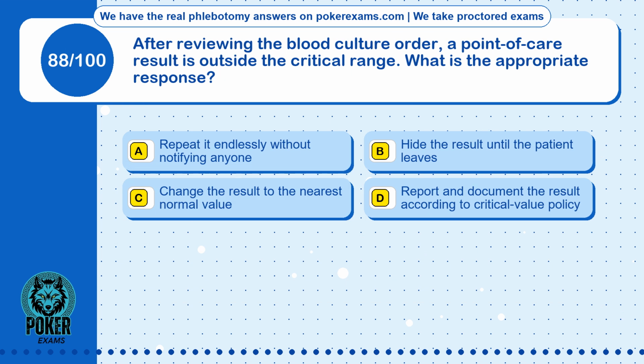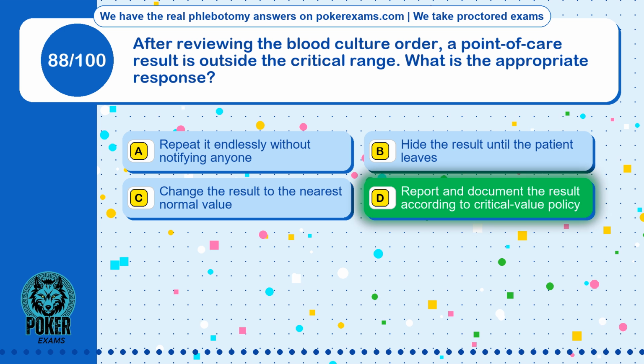Question 88. After reviewing the blood culture order, a point-of-care result is outside the critical range. What is the appropriate response? Option A. Repeat it endlessly without notifying anyone. Option B. Hide the result until the patient leaves. Option C. Change the result to the nearest normal value. Option D. Report and document the result according to critical value policy.